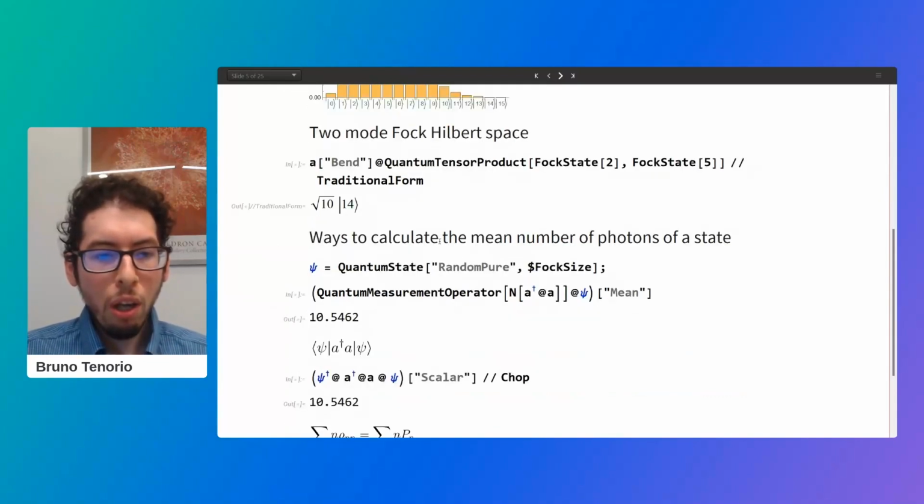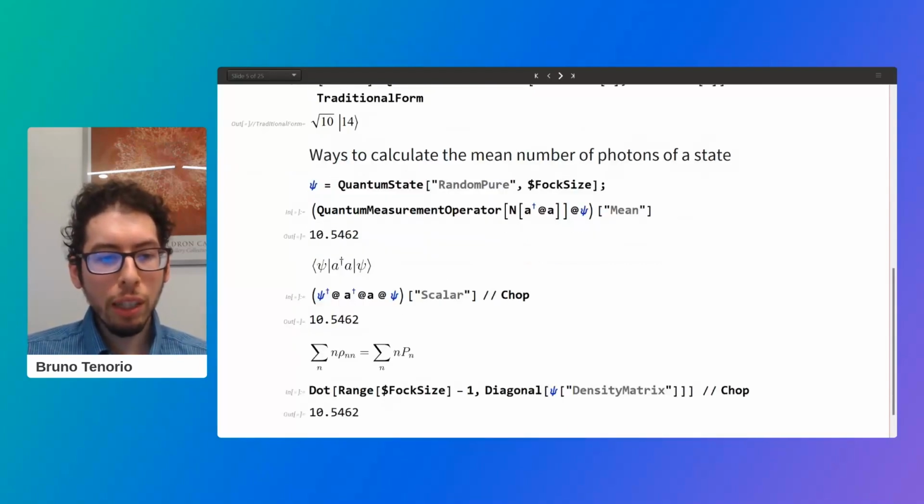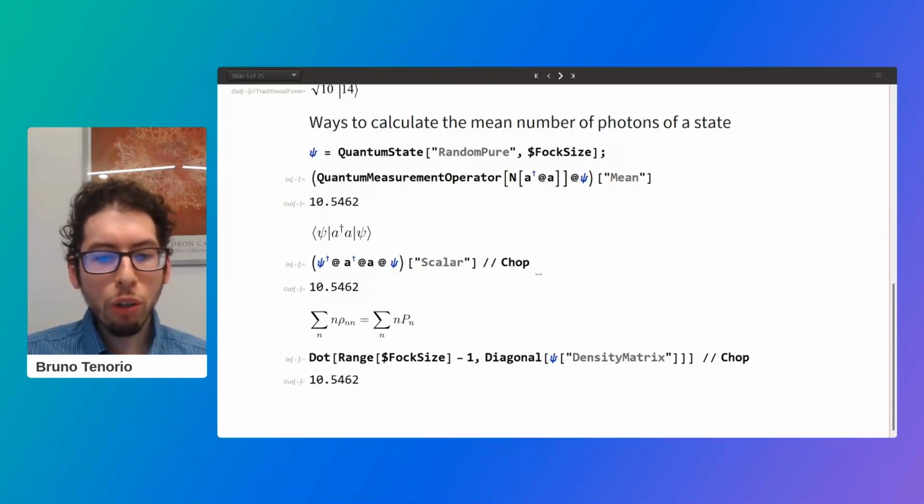modes. We also have ways to calculate the mean number of photons of a state in 3 different ways. We can use a quantum measurement operator using the number operator. We can use bracket notation in this manner, or we can also use the probabilities associated to the density matrix, especially the diagonal.